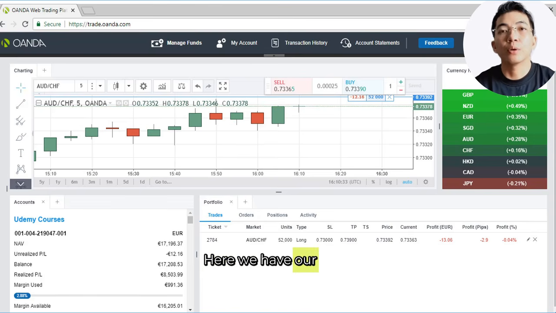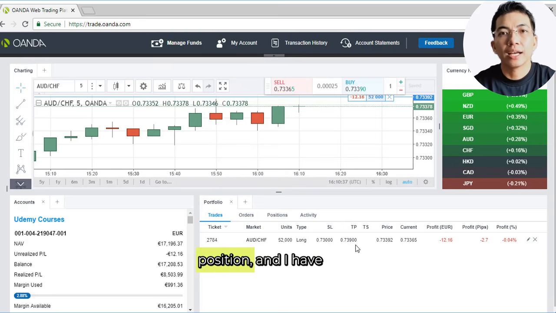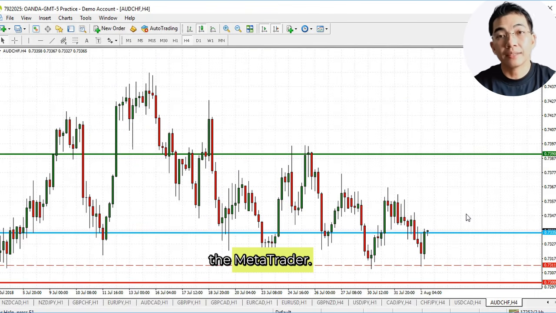Here we have our position on the market, 52,000 units, long position, and I have a stop loss and take profit already set on the market. So I can just follow what happens on the MetaTrader.